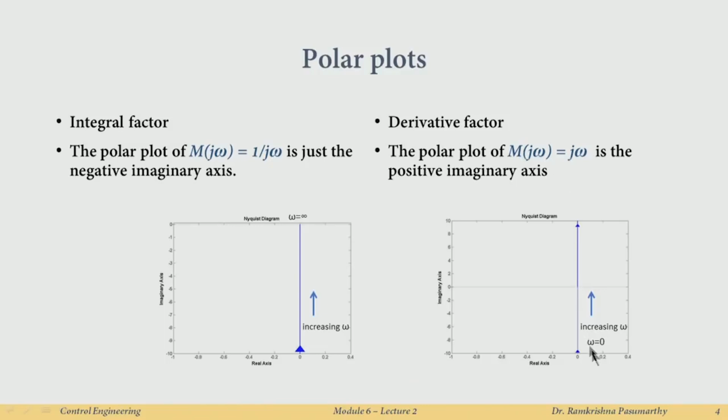For j omega, when omega is 0, I have a magnitude of 0, and I just keep on increasing with frequency. Actually, this omega equal to 0 should be somewhere here. I'll just correct that.